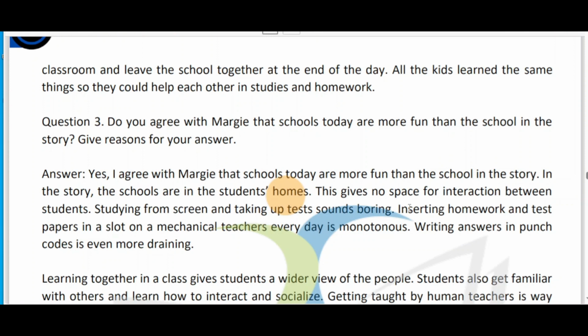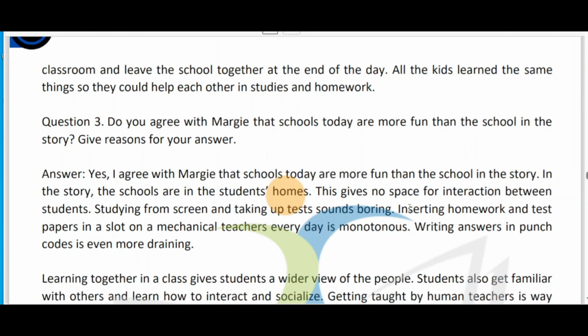In the story, the schools are in the student's home, that is within the four walls of the house, and this gives no space for interaction between the students. They are not able to understand how to communicate and how to behave with the relatives and the neighborhood. They only have to study from the screen, and taking up the text sounds boring.